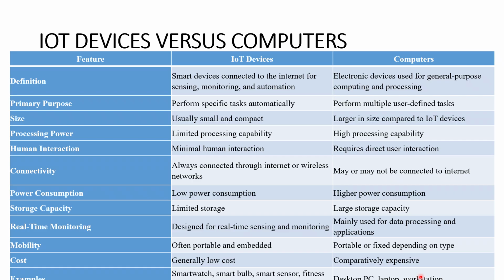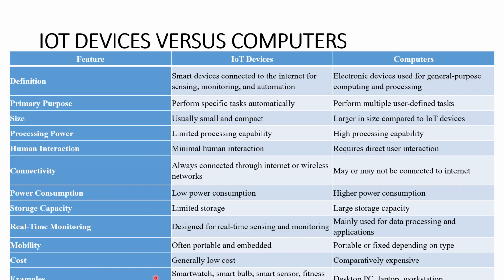When real-time monitoring, it is designed for real-time sensing, and these computers are mainly used for data processing applications, and all. Mobility: IoT devices are portable. We can carry them anywhere and use them anywhere. Then it is portable or fixed type computers. Cost: generally low cost compared to the computers.